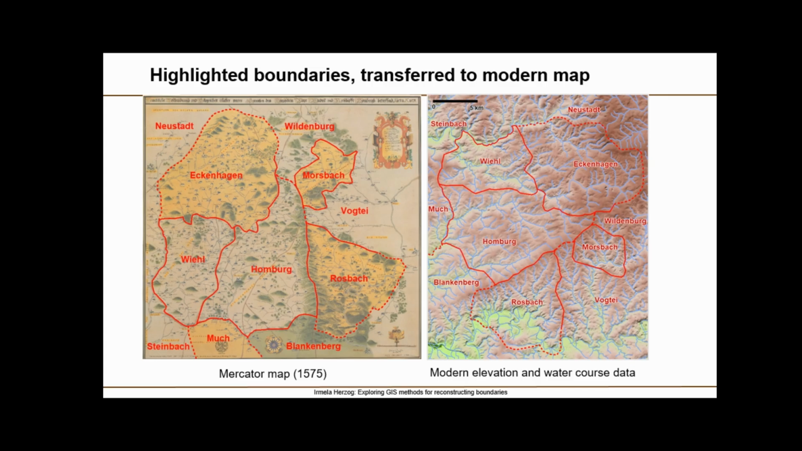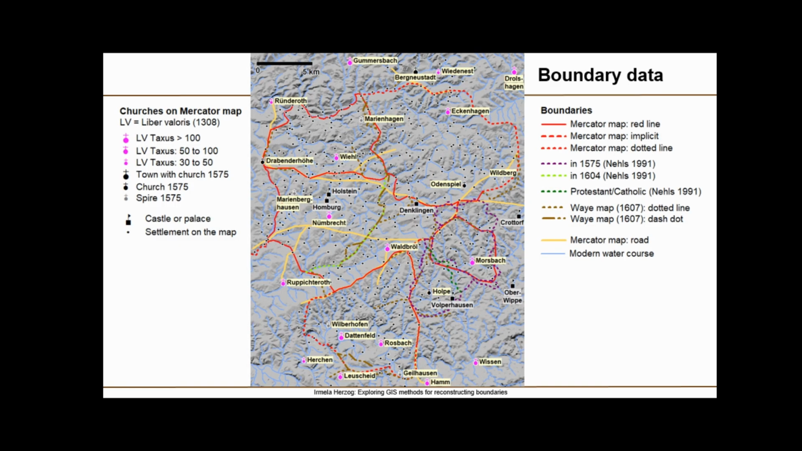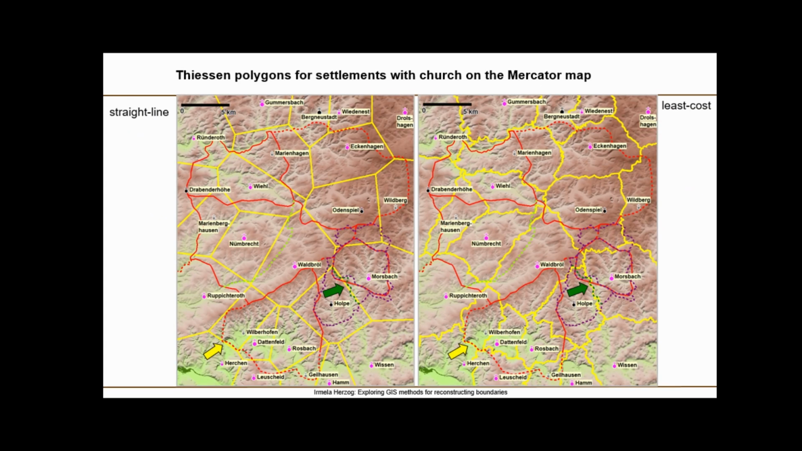And here I digitized the boundaries and transferred them to the modern map, and then I digitized whatever I could get on the boundaries, and some of them coincide, some don't, and so then I started to work with it again with Thiessen polygons first, and Thiessen polygons in this case, they don't work out very well in my view. Neither straight line nor least cost.